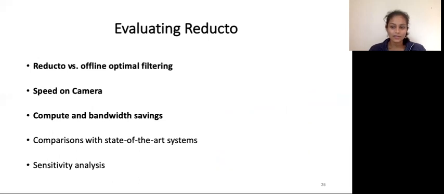How does Reducto's filtering compare with the offline optimal, that is the maximum potential filtering? How fast does Reducto run on a camera, and importantly, does it run in real time? And what kind of compute and bandwidth savings do we get from it? There's information in the paper about how it compares to state-of-the-art systems and a sensitivity analysis.